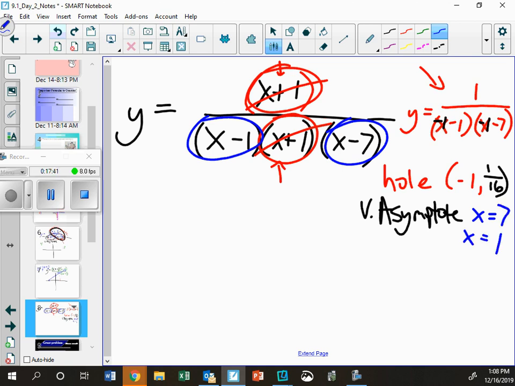Now this is too tough to graph today. We'll eventually get there. But for today, all you'd have to be able to do is say, yeah, there'd be a hole at negative 1 comma 1/16 and a vertical asymptote at 7 and 1. So the three things, well, those are either holes or asymptotes.